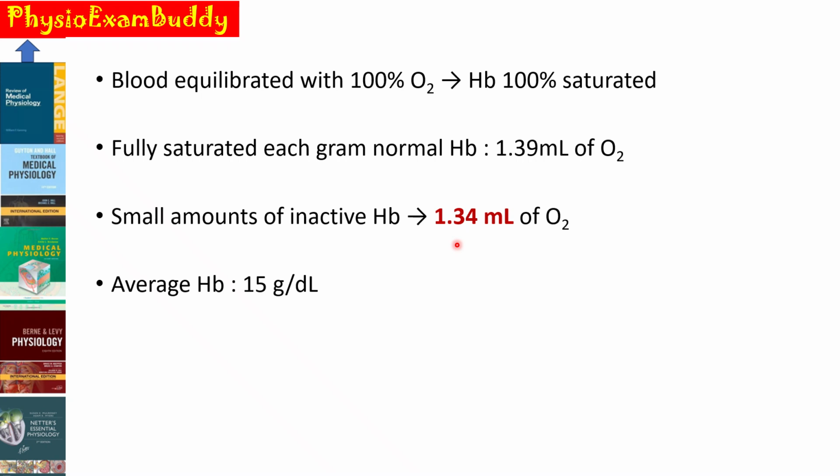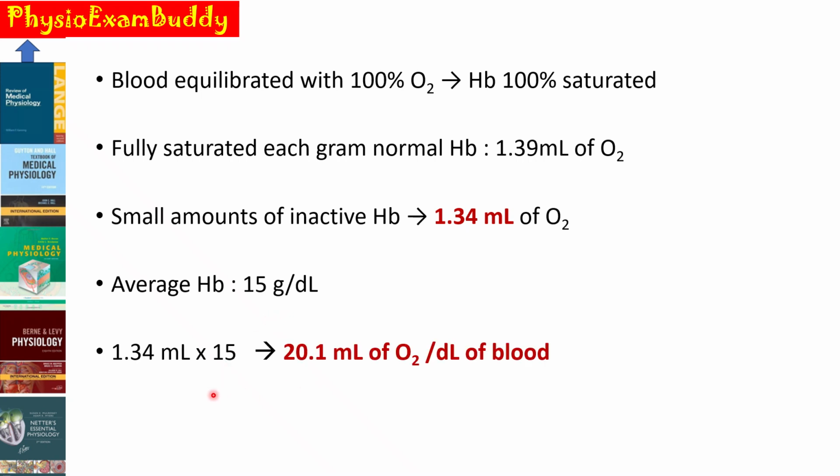So, in a person having an average hemoglobin concentration of 15 gram per deciliter, you know that in women the average is around 14 gram per deciliter, and in males it is around 16 gram per deciliter. So, if we take an average hemoglobin of 15 gram per deciliter, therefore 1 deciliter of the blood contains 1.34 multiplied by 15, that is 20.1 ml of oxygen bound to the hemoglobin when the hemoglobin is 100% saturated, and this can be asked as an MCQ.